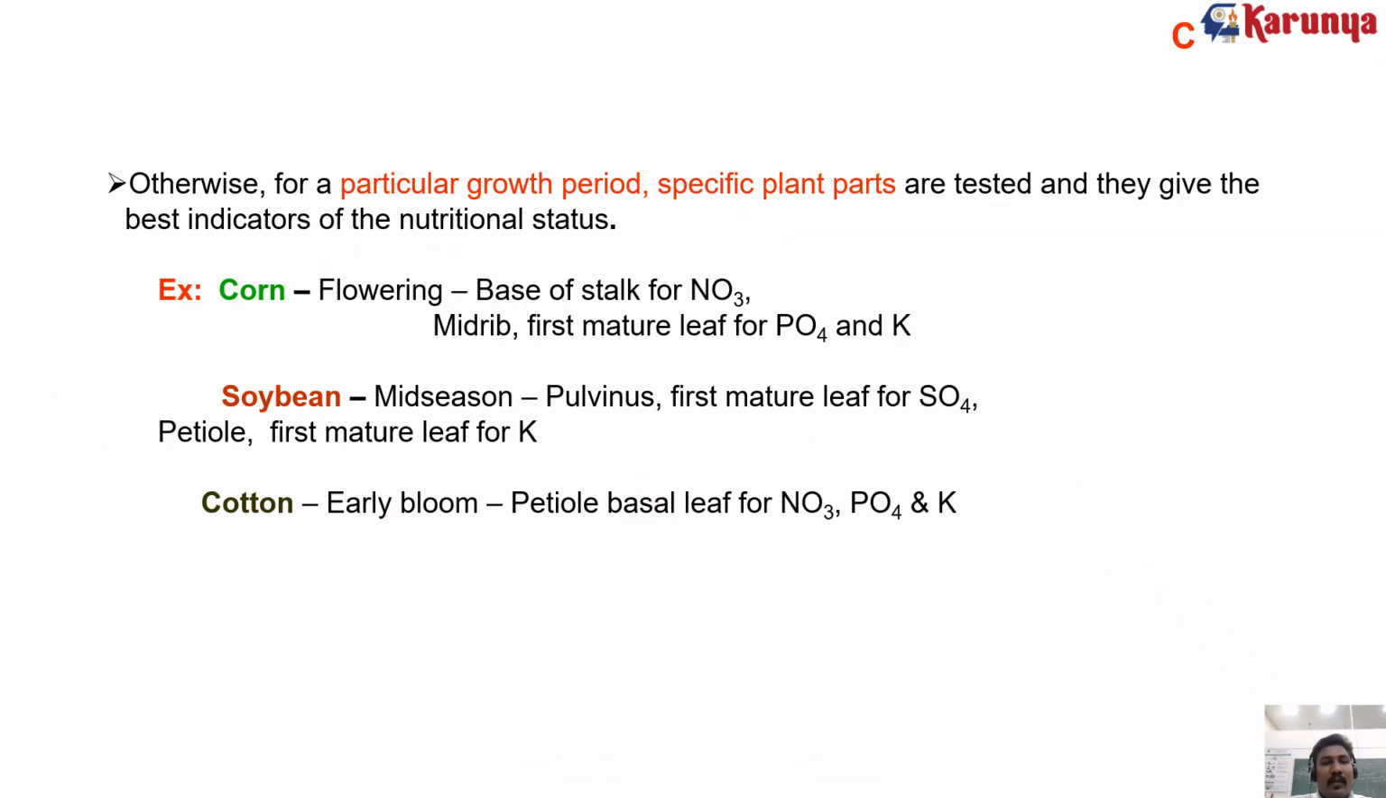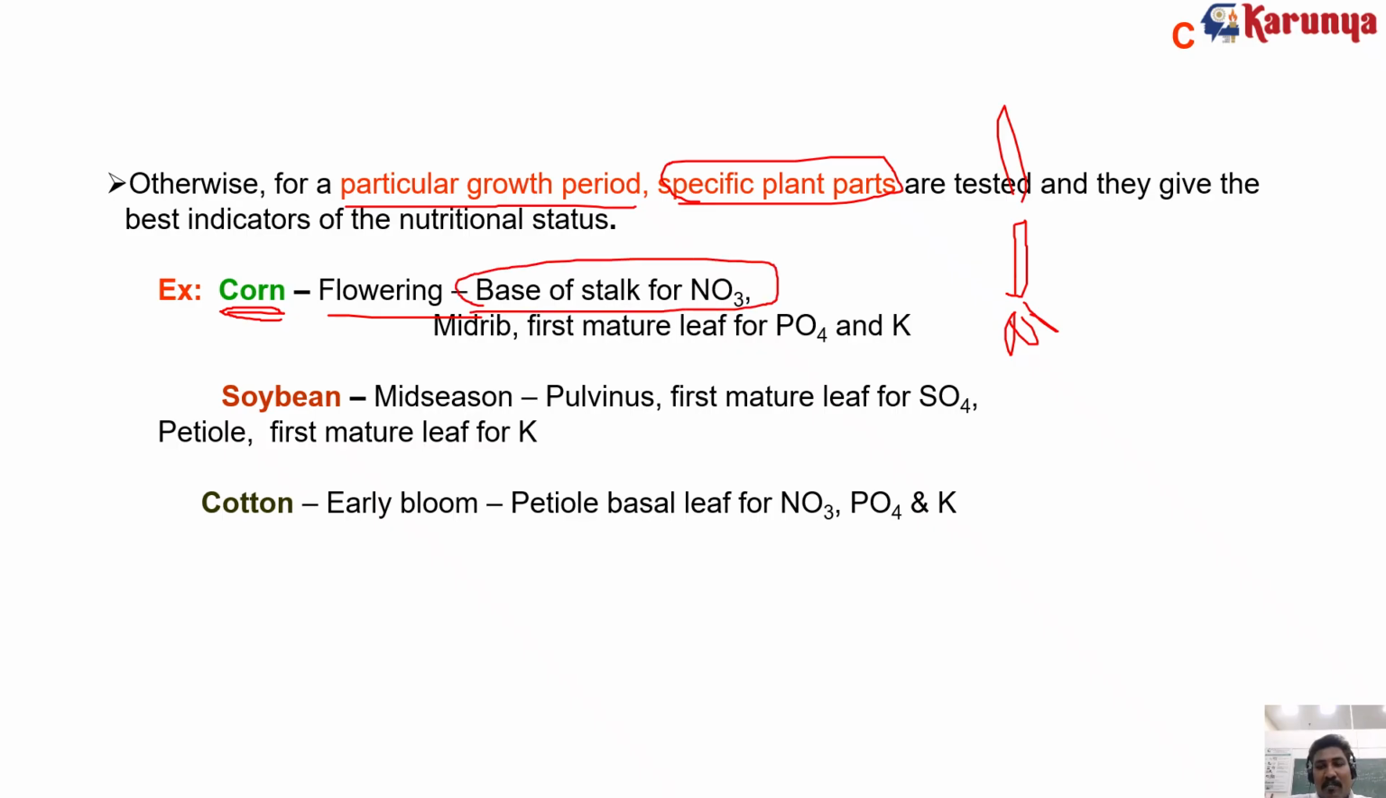Example, at a particular growth period you can collect the plant sample, specific plant parts, for example leaf alone, petiole along with the leaf, and stem part, or root part, or the growing point. Any part you can collect based on the type of plant. For example, you can take the maize, corn in flowering stage, base of stock for nitrate. The stock base you have to choose for tissue testing. And mid-rib, first mature leaf for phosphate and potassium.